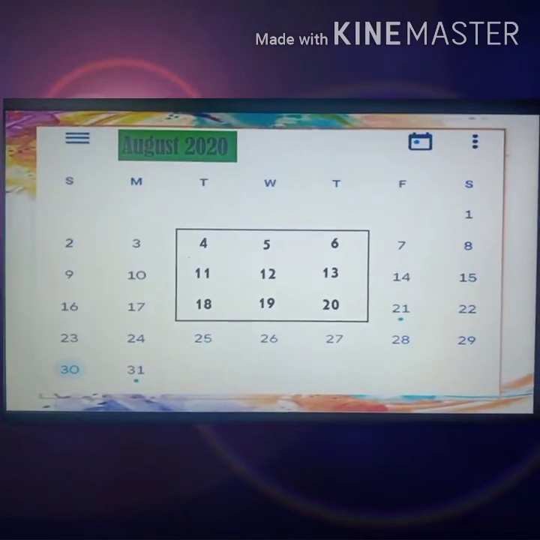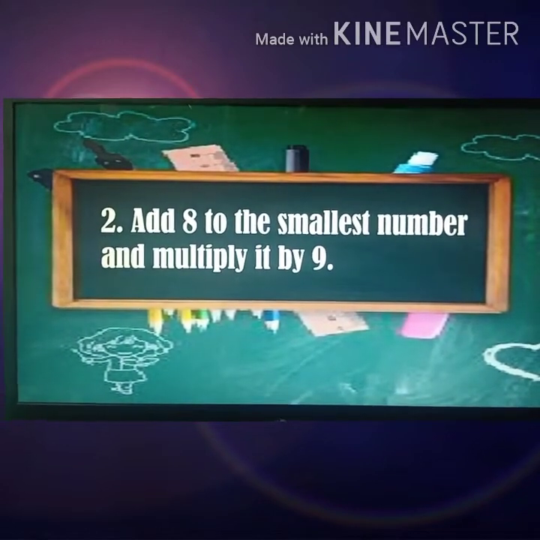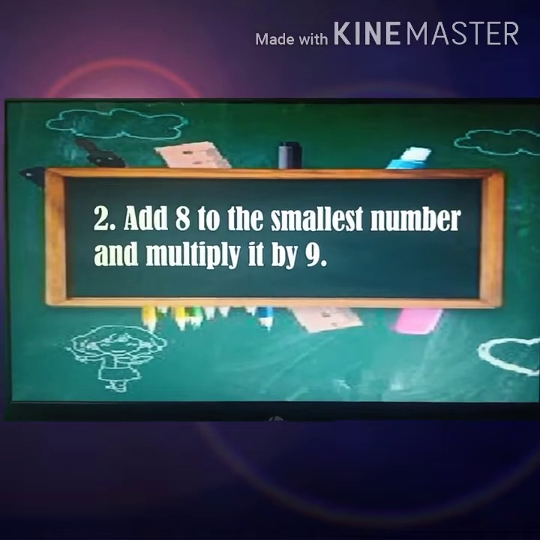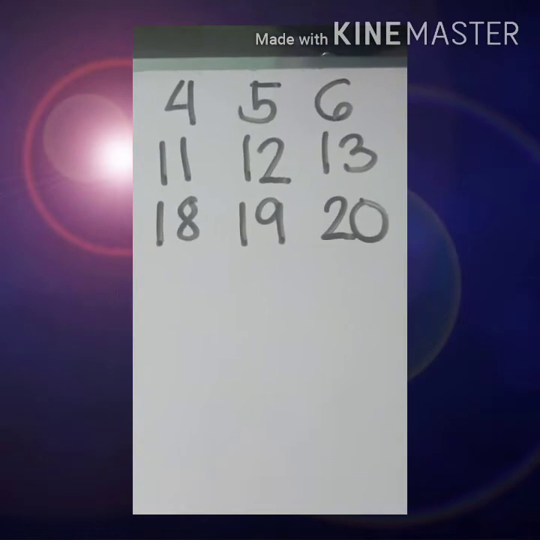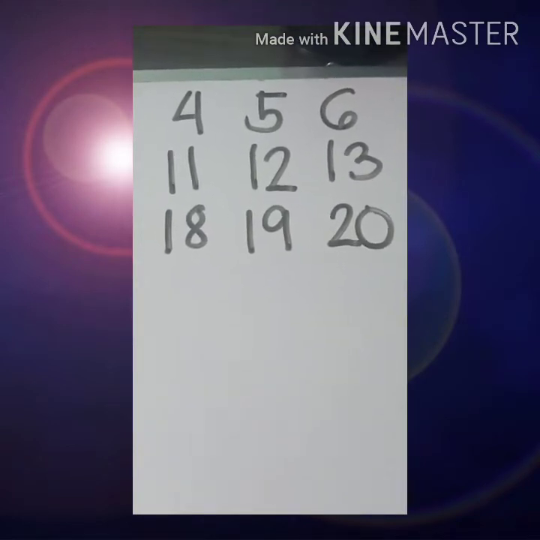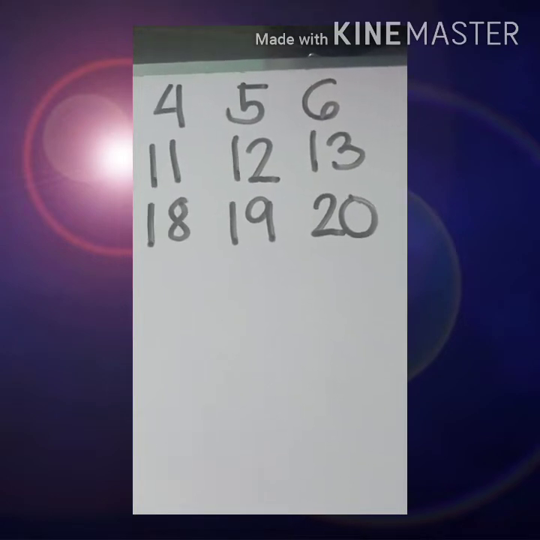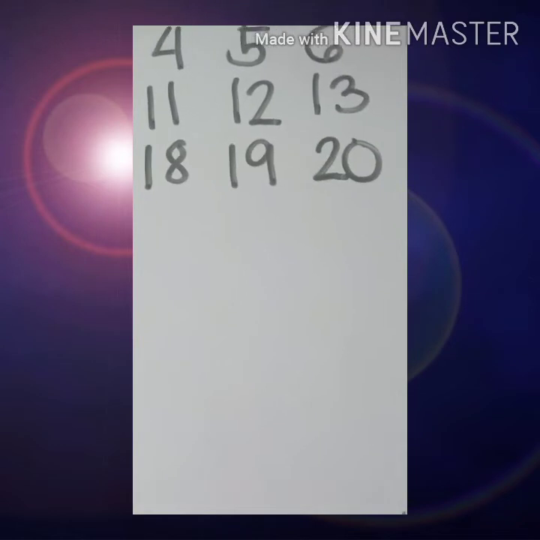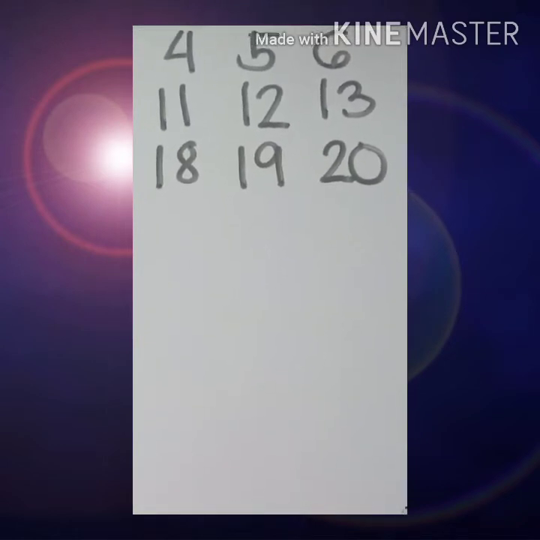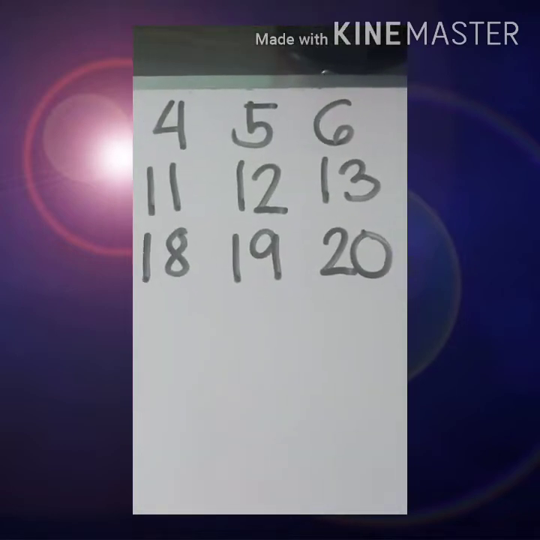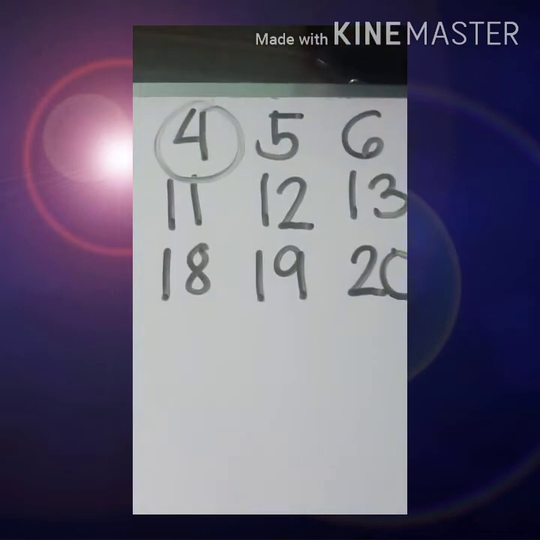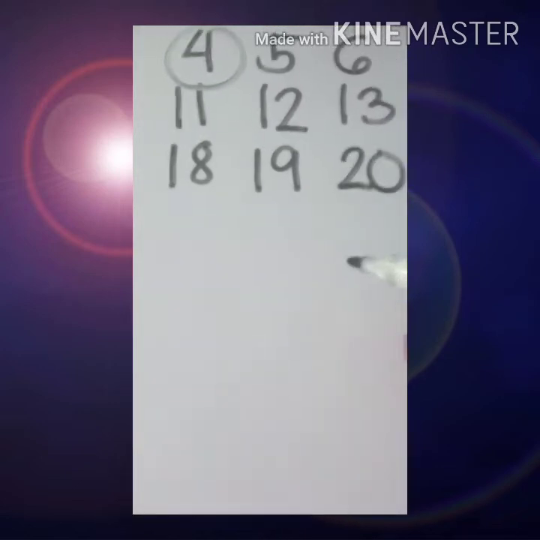Okay, so we have to proceed to the second step. We have to add 8 to the smallest number and multiply it by 9. These are the 9 numbers that we chose in the calendar. So what is our smallest number? The smallest number is 4.